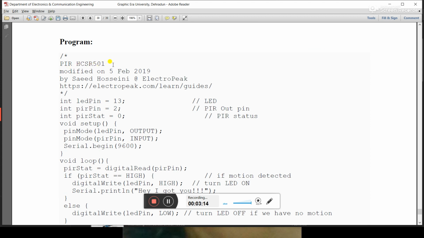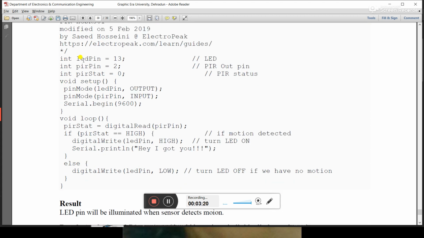Now for the SCSR 501 sensor, we will modify this. Int LED pin is equal to 13, int PIR pin is equal to 2. We are providing pin number 13 for the LED pin, and the PIR pin is 2. By default there is also an LED on the Uno or Nano board. PIR stat is 0, which gives the status of the PIR.